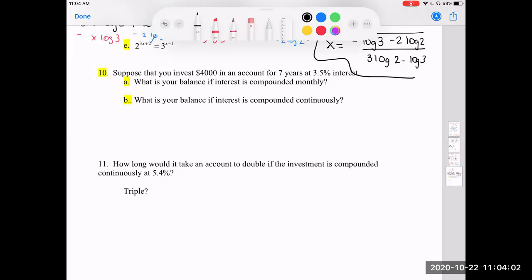All right, so for A, we need to recall our compound interest formula. So I can't remember from the top of my head. Let's see if I can. A is equal to 1 times 1 plus, well, this one's a quick Google search away.